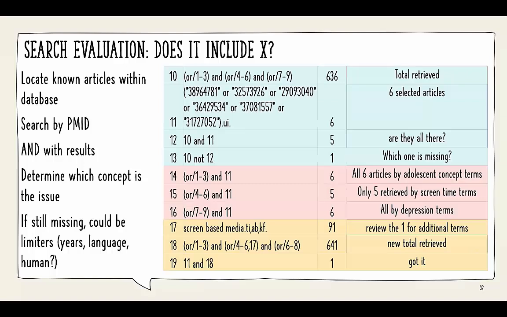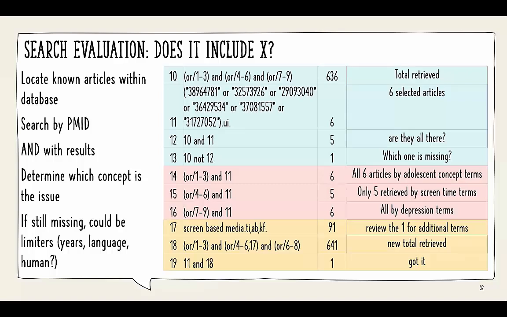So line 10 represents all of the results that I have right now. And line 11 is the 6 articles they gave me. So I'm searching those by PubMed ID. Line 12, I'm trying to say, hey, did we find all of them? But I only got 5 back. So I know, okay, one, I'm missing something.